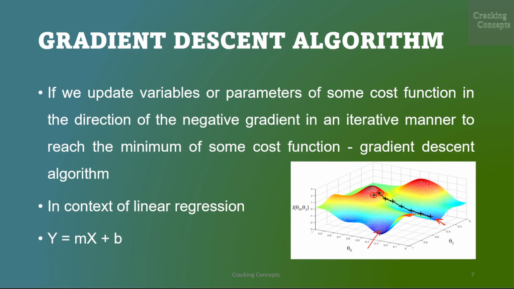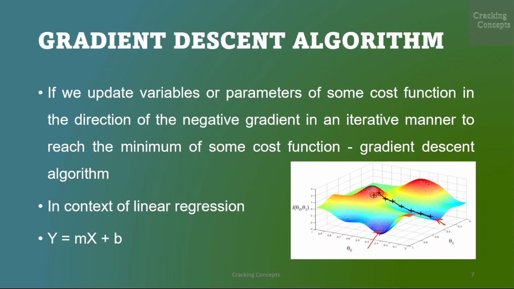Now when we update the variables or parameters of some cost function in the direction of the negative gradient in an iterative manner to reach the minimum of some cost function, we'll call the process the gradient descent algorithm. On looking into the figure, we'll see that J of theta 0, theta 1 is the cost function here, and theta 0 and theta 1 are the variables or parameters. The idea here is to find the optimal value for these parameters to minimize the cost function, which is done using the gradient descent algorithm. Now let us see this concept in the context of linear regression.